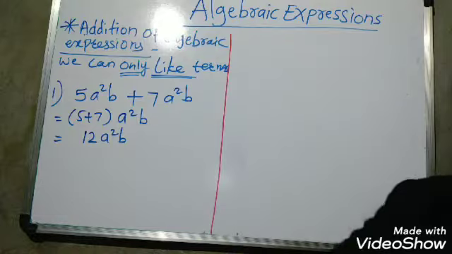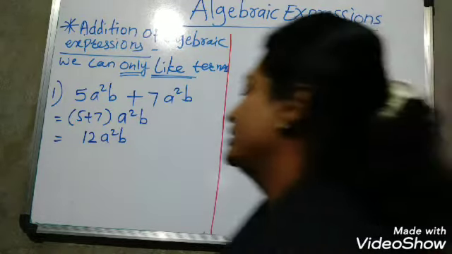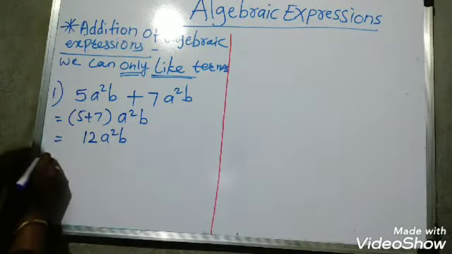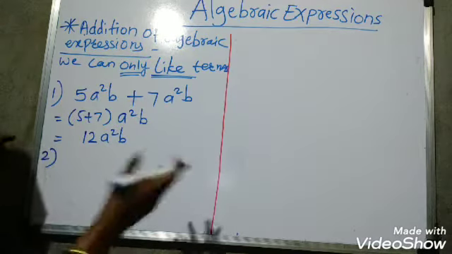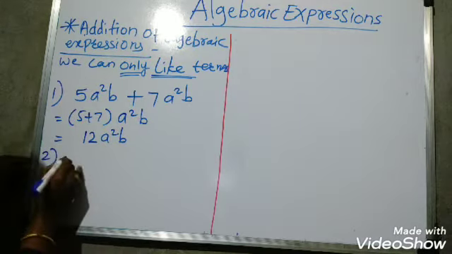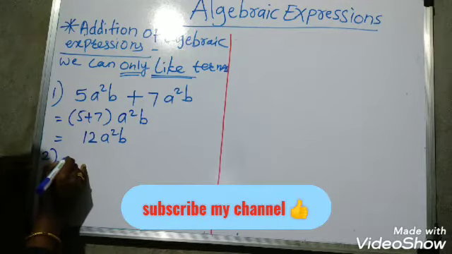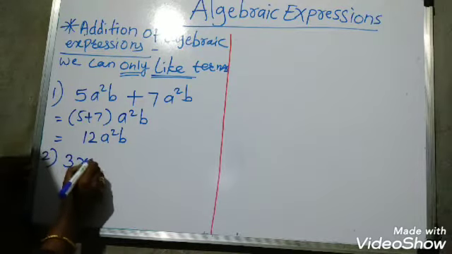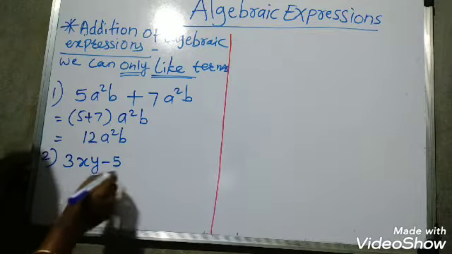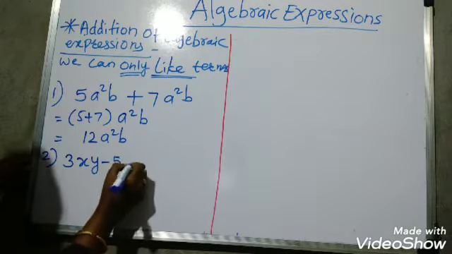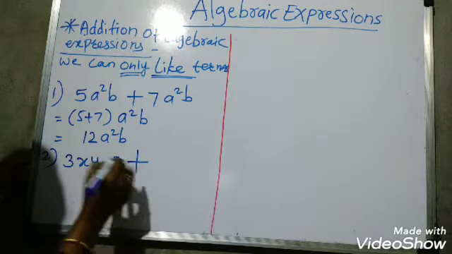Then now we will move towards binomial or trinomial addition. This one was monomial plus monomial. Now we will take a binomial. If we take it like this, 3xy minus 5, if the question is this, again we have to add.